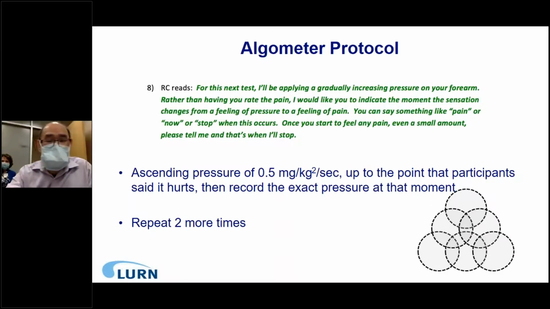There are different kinds of things that we do. What we chose to do is what we call pain threshold. That means at the very moment they feel like they have pain, they report it to you. There are other ways to test it that we're not using in LURN. There's what we call pain tolerance. That means we push until they reach the pain threshold and start having pain, and we keep pushing until they say, I cannot take it anymore. That is called the pain tolerance.